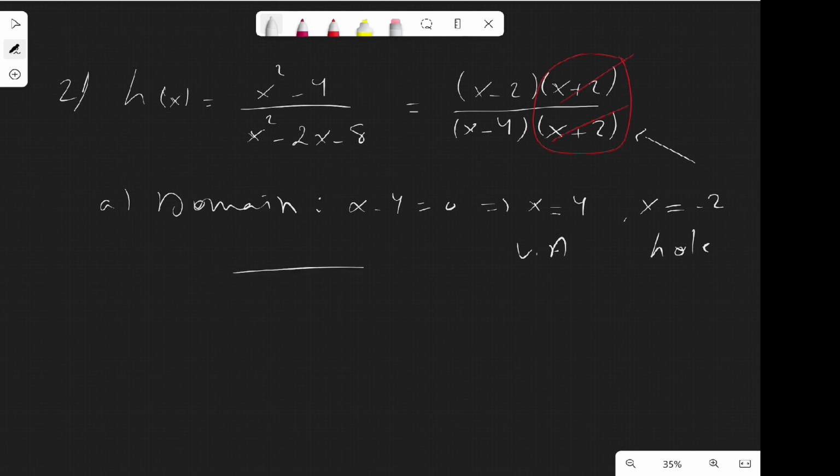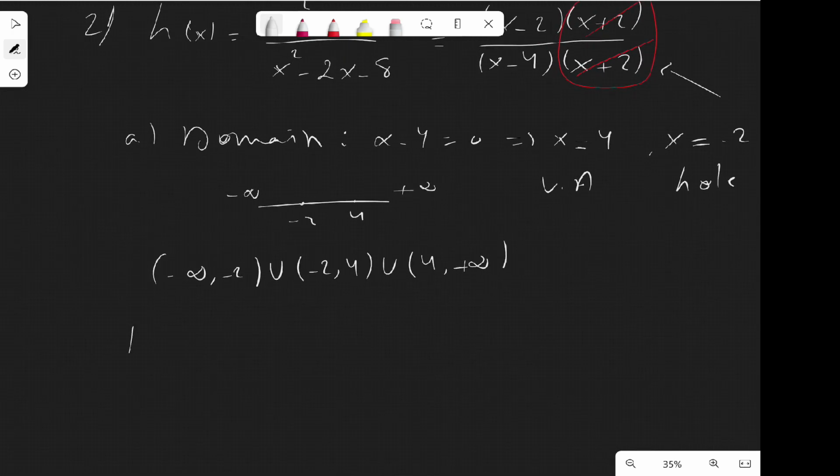So domain is, if we put the two numbers in order from -infinity to +infinity, -2 and then 4. So domain is from -infinity till -2, union -2 to 4, union from 4 to +infinity. B, as we mentioned, the vertical asymptote is x equal 4.